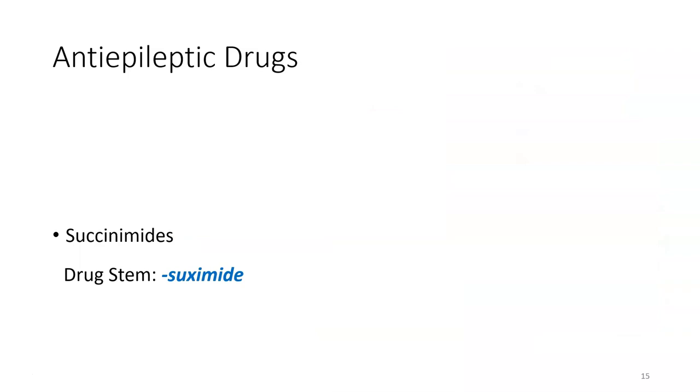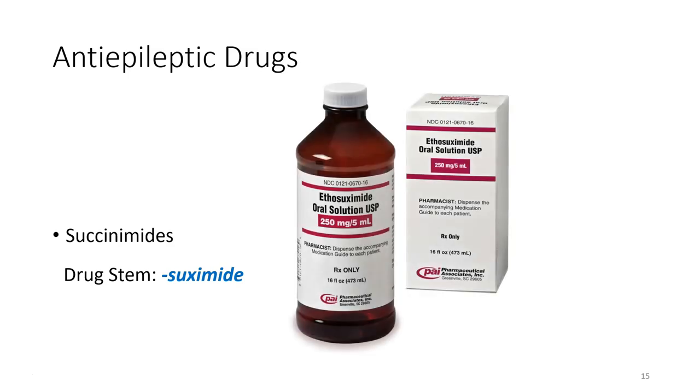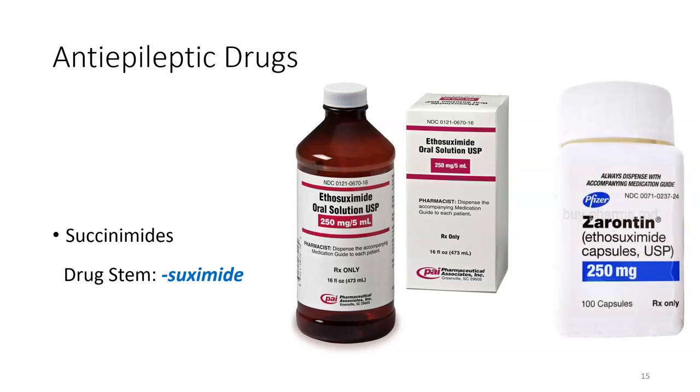The next drugs I'm covering are the succinimides. Succinimides have the drug stem of succinimide. These drugs are used to treat absence seizures. So these aren't for a convulsion seizure, but for absence seizures. They're not a controlled substance, and the drug is ethosuximide, which is known by the brand name of Zarontin.